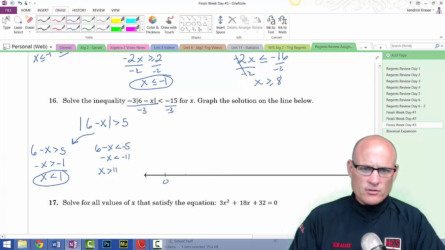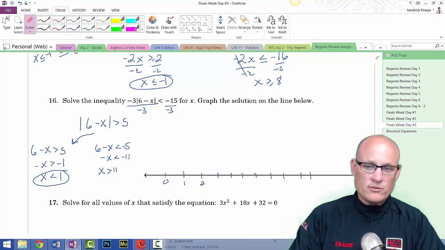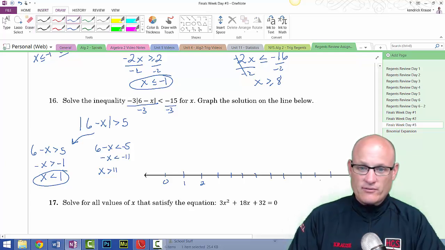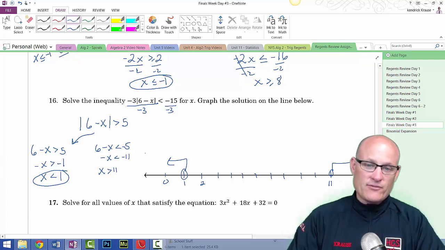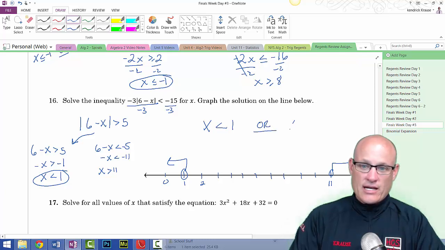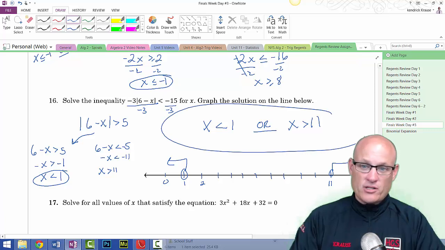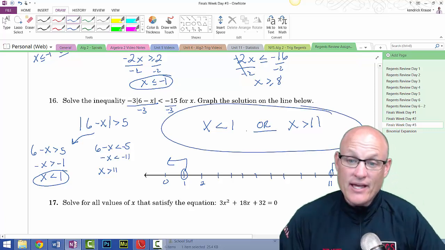So 0, 1, 2, 3, 4, 5, 6, 7, 8, 9, 10. That 10 was terrible. They should be relatively evenly dispersed here. 10, 11. So this is 11. Open circle going to the right. Open circle going to the left. I'm not done until I've said my final answer. x is less than 1 or x is greater than 11. That's the answer. And there's the graph.